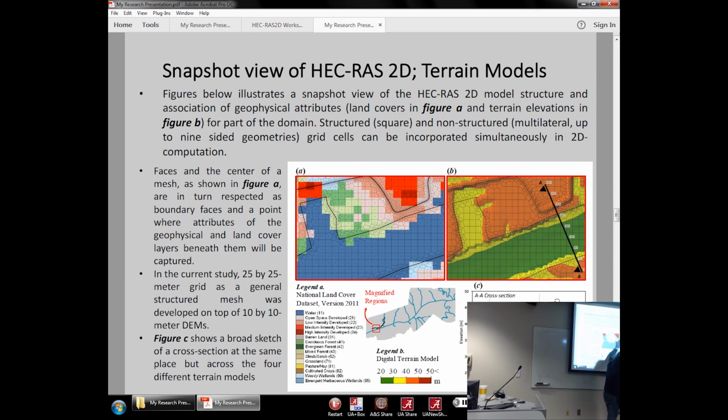For the main channel, I assigned a polygon that is specified by a particular Manning's roughness, and it will not conflict with these parts that are shown as either land or water. But you can also, for other sides of the domain that are floodplains, disregard this NLCD land cover layer and define your own polygons and assign them roughness values.